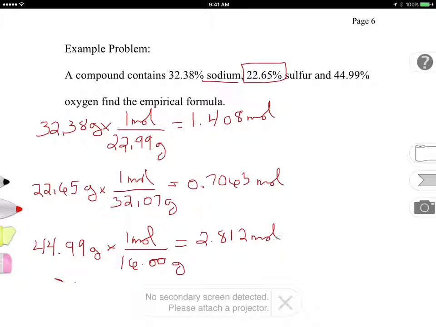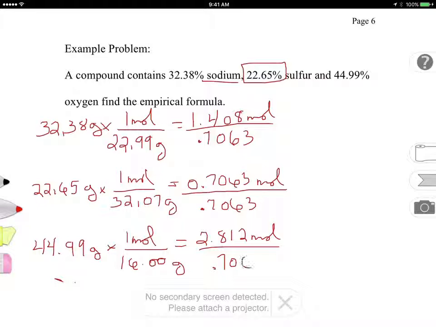2.812 moles. And then what I'm going to do is I'm going to take a look at these 3 numbers, okay? Whichever one is the smallest, that's the one that you're going to divide all 3 of them by. So the smallest one happens to be the middle one, so 0.7063. Do that same number, 0.7063, on the other 2. And then what we want to have is nice whole numbers, okay? So I'm not going to do like 2.00, okay?